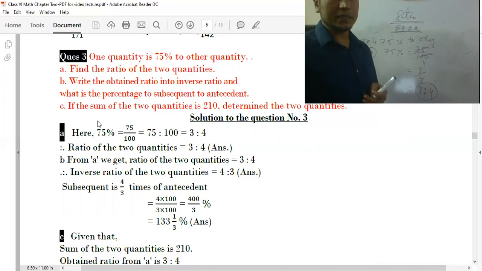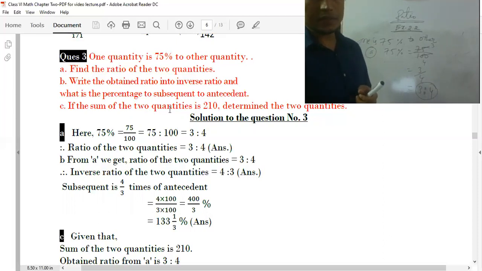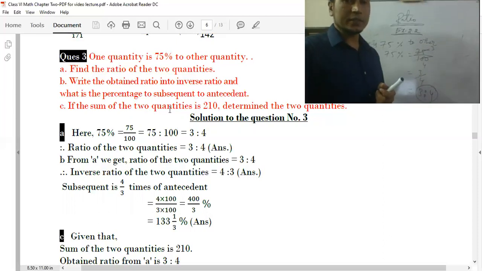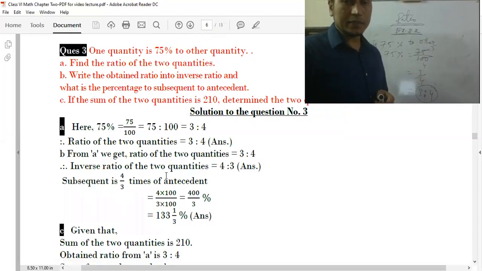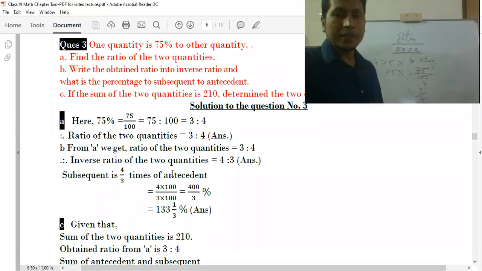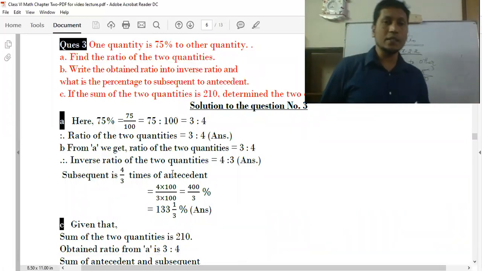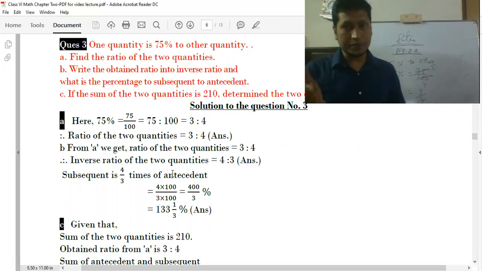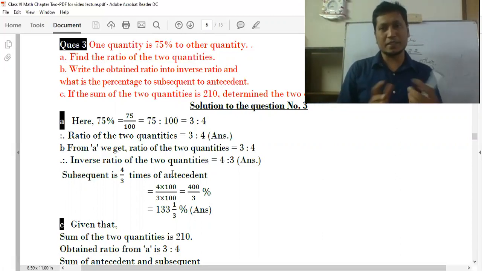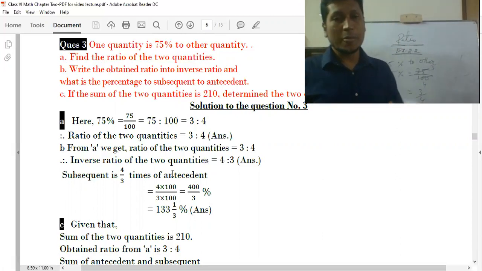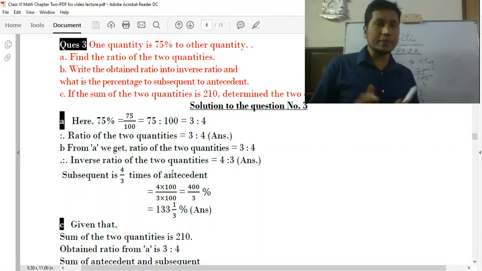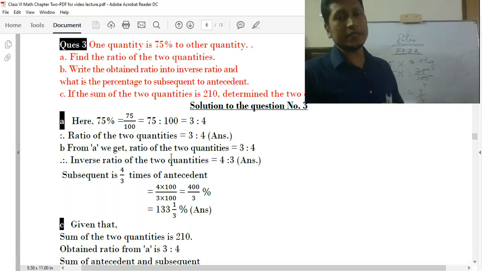Now part B says write the obtained ratio as an inverse ratio and find what percentage the subsequent is of the antecedent. Very easy also. Part B, and the given ratio is 3:4. If we make it an inverse ratio, it will be 4:3, because you know inverse ratio is the ratio where the antecedent is written as the subsequent and the subsequent is written as the antecedent. So if we write it in reverse, then the inverse ratio is formed.